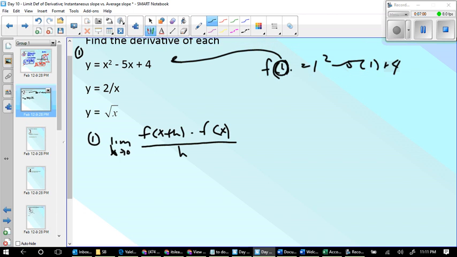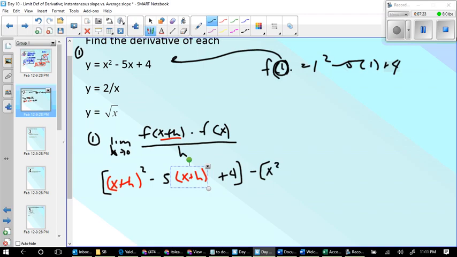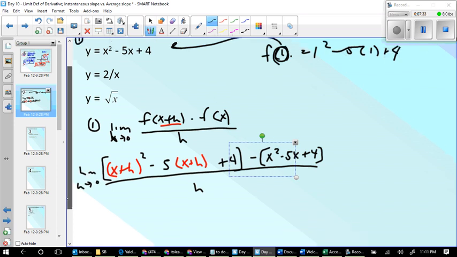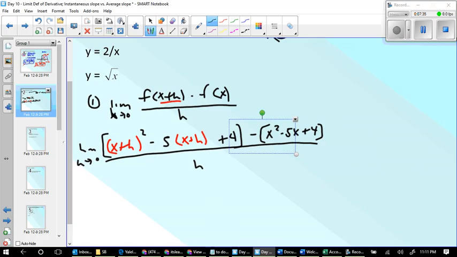So same thing here, whatever's on the inside here, that's going to get plugged in for my x's. So I'm going to have x plus h, quantity squared, minus 5 times, oh, there's another x, so I want to replace it, x plus h, and there's no more x's there. Okay, so that's my f of x plus h right there. I'm going to put brackets around that, minus f of x. F of x is just x squared minus 5x plus 4 all over h. Don't forget your limit as you work through this. H is approaching 0. Okay, so now I'm going to go ahead and do some expanding and simplifying.